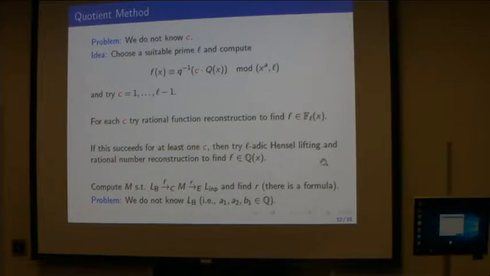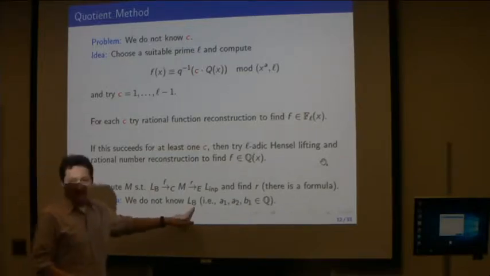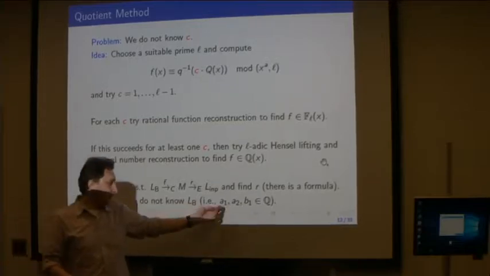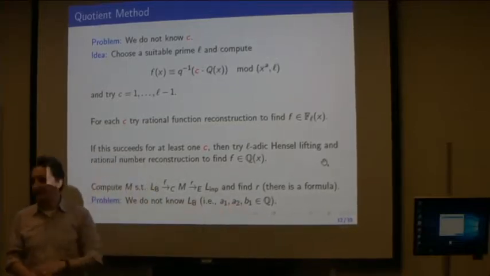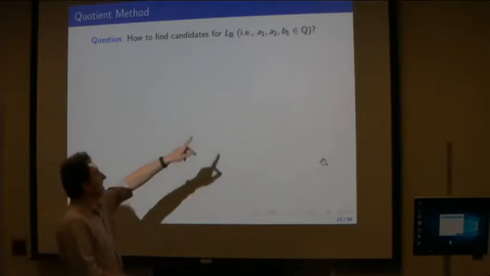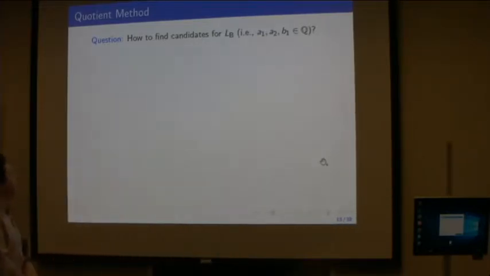Okay, so this algorithm will work if we have LB, but one part is missing in our algorithm, and it is this LB. So we need to find these three numbers, which define LB. Okay, so now how to find candidates for LB. This was a huge problem. This was a combinatorial problem because we might have too many candidates. Yes. So we have A1, A2, and B1. We need to find those three numbers.